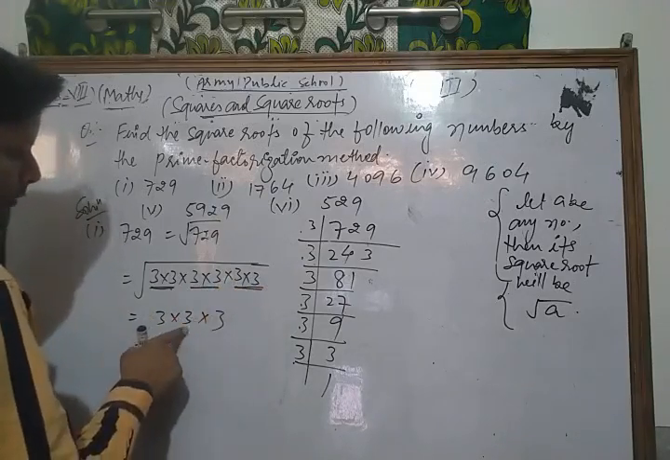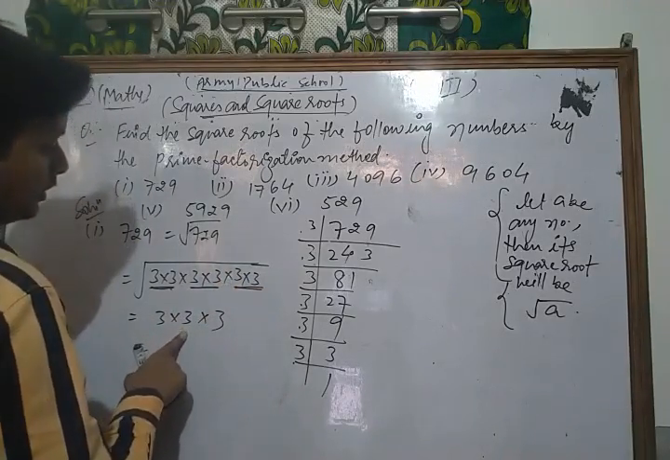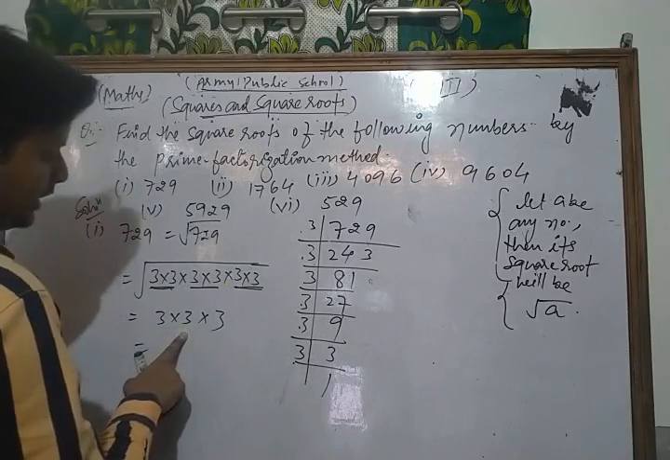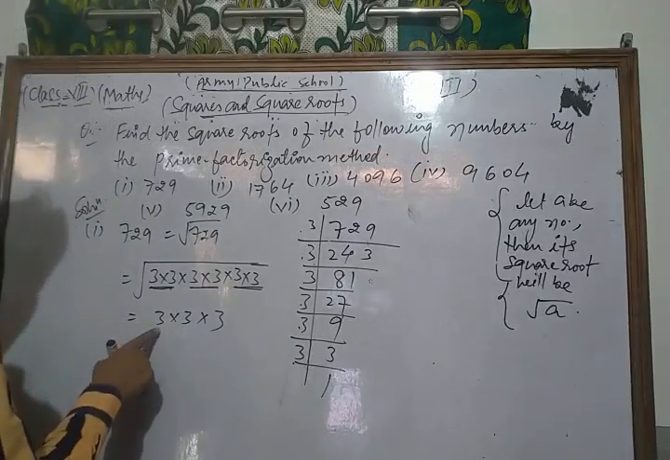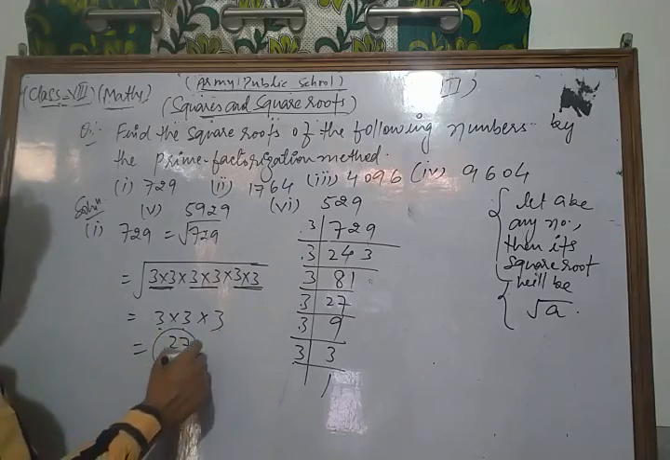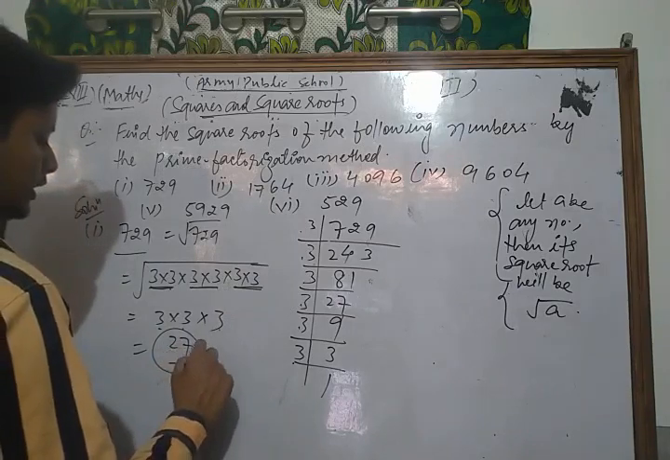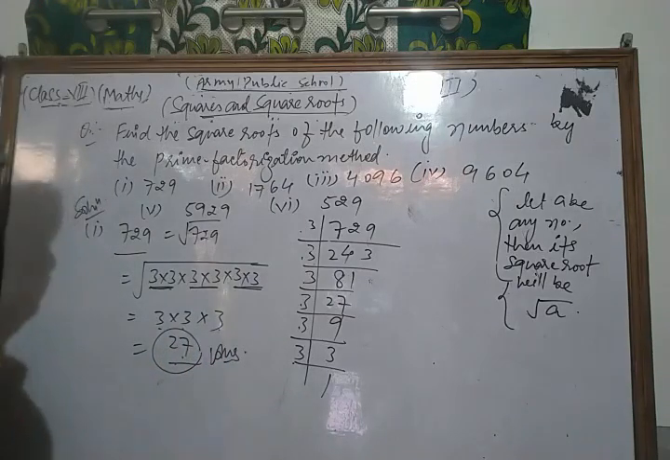So we get 3 threes are 9, and 9 threes are 27. So in this way the square root of 729 is 27. This is the required solution of the given question.